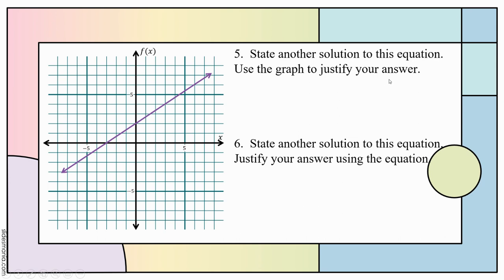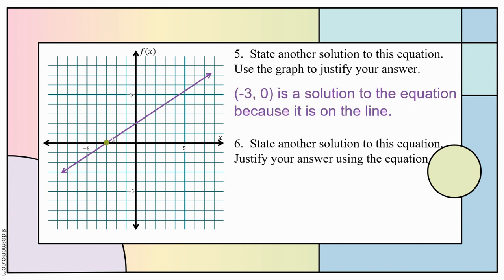Number 5 says, state another solution to this equation. Use the graph to justify your answer. So let's just look at the entire graph. There's an infinite amount of points on it, so just pick one. I picked this one, which we're going left 1, 2, 3. So that puts you at -3 on the x-axis. And then we go up 0. So that's the ordered pair -3, 0. And we know it would satisfy the equation because it is on the line.